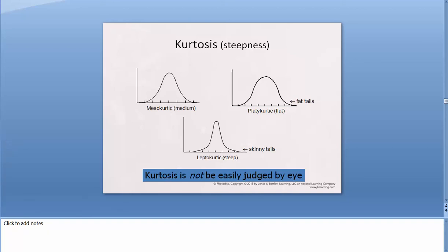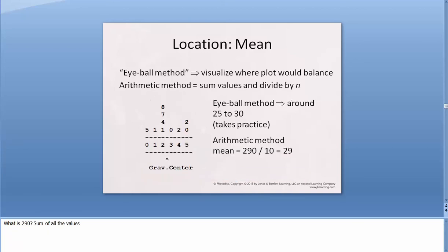Okay. So next, go to the next one. Now, we talked about shape. Now let's talk about the location. Now to get the mean, the average, if you have a small data set like this, you can just eyeball it. Of course, that doesn't happen almost always. Typically, we will calculate the mean, which is the arithmetic method.